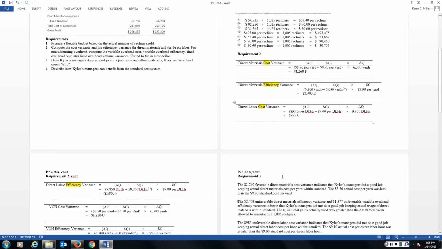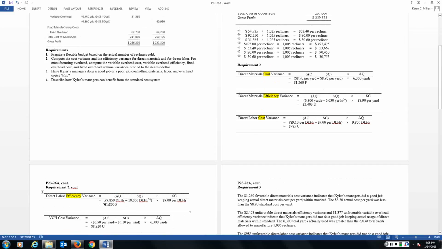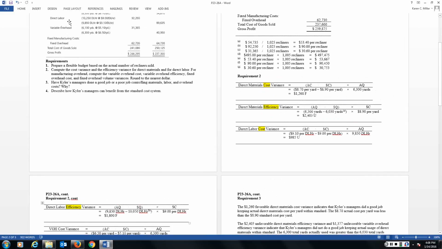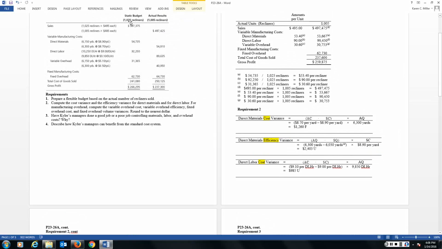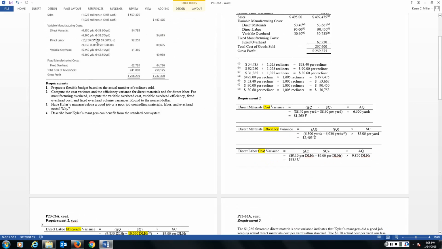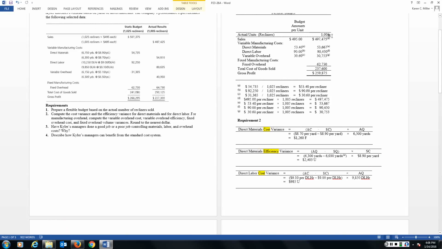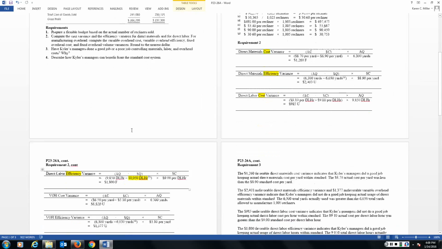On our efficiency variance, we're comparing how many actual hours did we work. See if I can pull that up here and get both of them on the screen. We actually worked 9,850 hours. And we're comparing that to 10,050, but if you'll notice, this 10,050 doesn't quite line up with the 10,250 we have in our estimate. Remember, the 10,250 is for 1,025 recliners. What I want to know is how many direct labor hours I should have used for 1,005 recliners. And so we can see this calculation below.